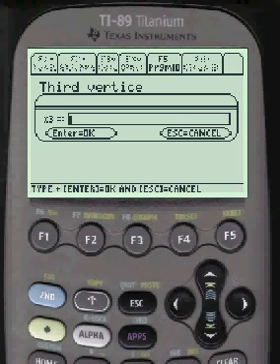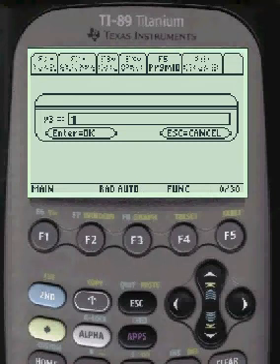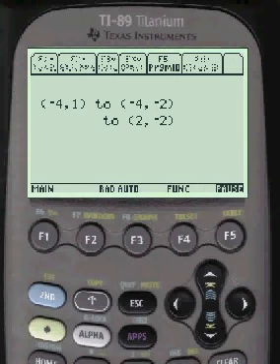Third vertex is 2 and minus 2. Alpha 2, alpha minus 2. I go slow because the simulator sometimes screws up if you go too fast.